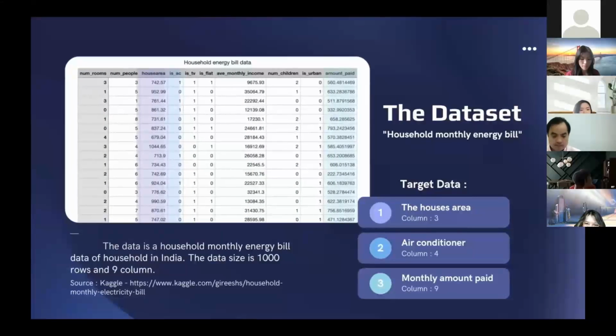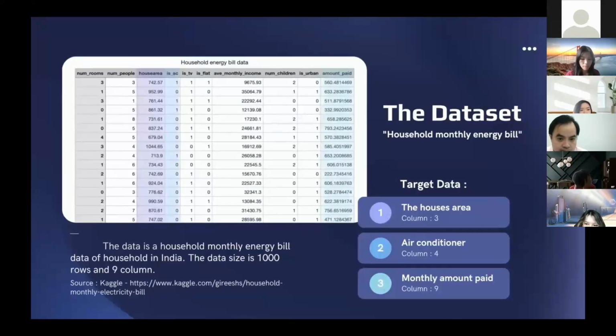The data for this project is household monthly energy bill data of households in India. The data size is 1,000 rows and 9 columns. The target data are columns 3, 4, and 9, which are house area, air conditioner, and monthly amount paid.